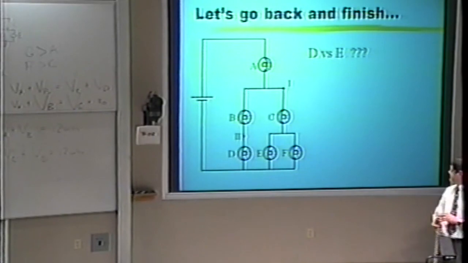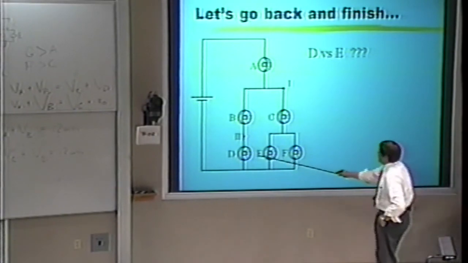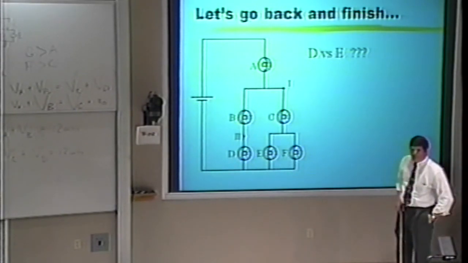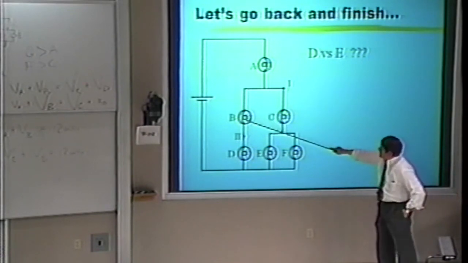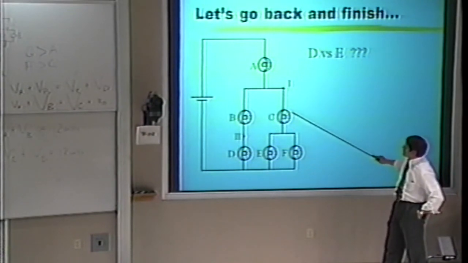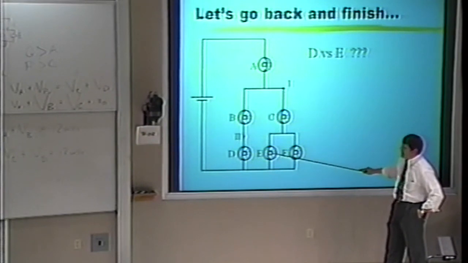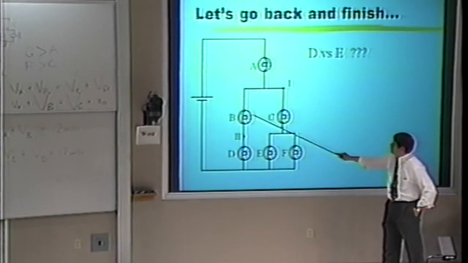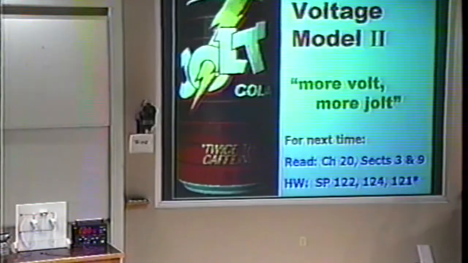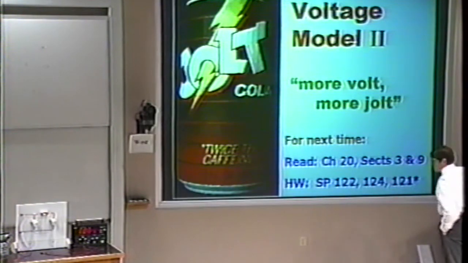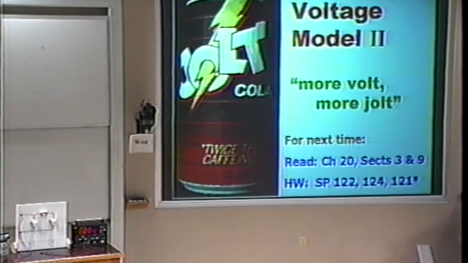Last question. D versus E. B plus D have to have the same voltage across them as C and E. Which is brighter, B or C? Thank you.